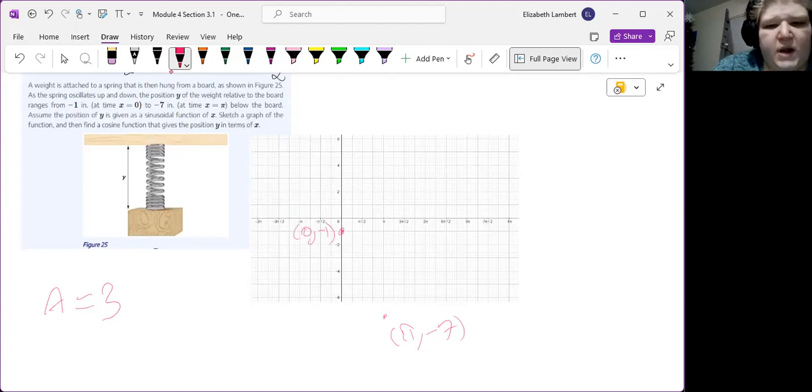Now this was one extreme to the other. So if I go that same amount of units, pi units, I'm going to get back to my other extreme. Because one extreme to the other is half of the period. Or a 0 point to the next 0 point is half a period. All right, so that is our highs and lows. So now we just need to figure out halfway in between -1 and -7: 2 and 6, 3 and -4.